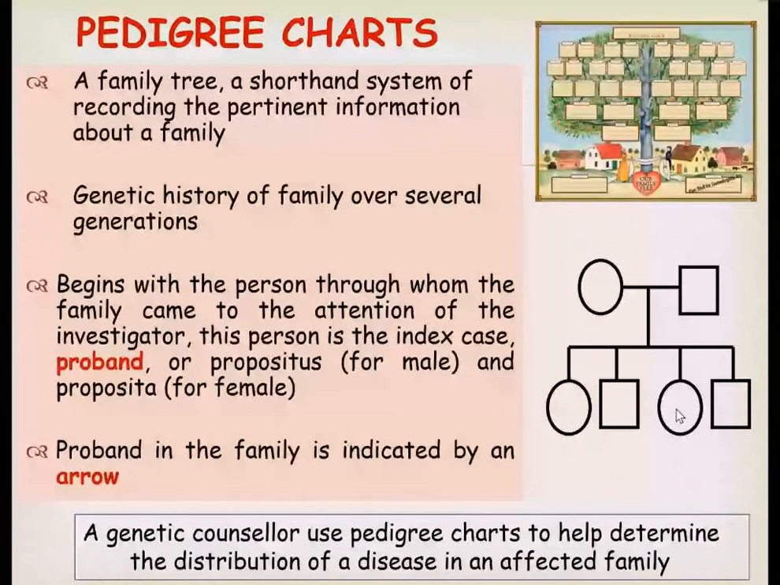For normal families without disease, a pedigree chart is not necessary. But if a family has any genetic disorder, then it is very important. So it is very important to determine the distribution of disease in an affected family. That is why we use the pedigree chart.